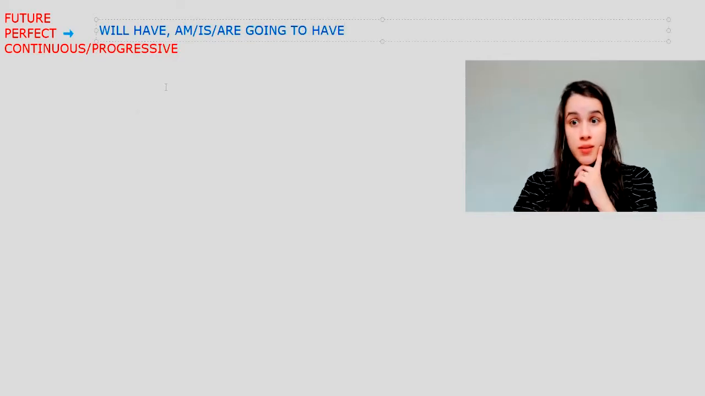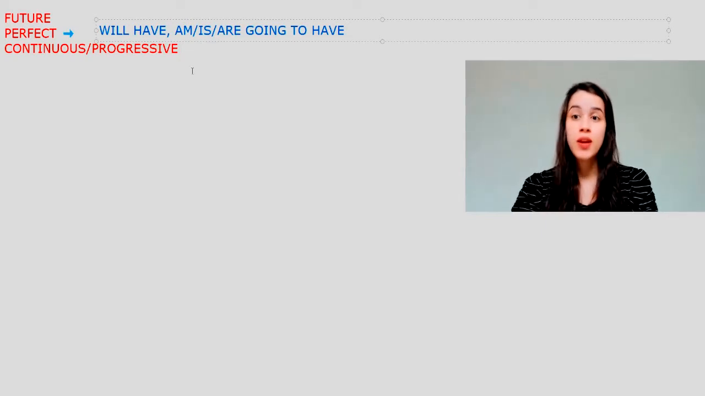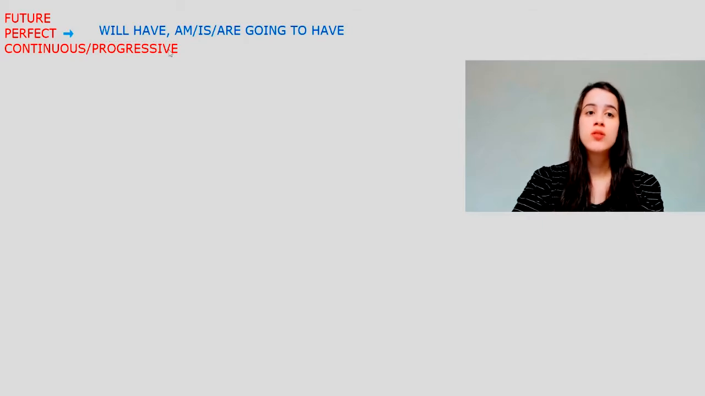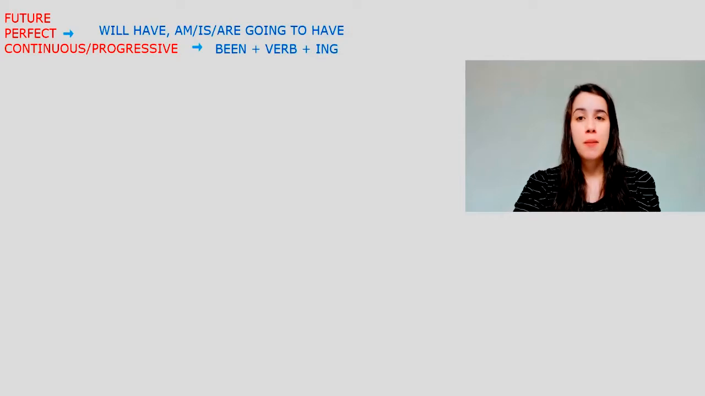If you have questions about it, if you don't remember the kinds of future simple, remember to watch this video. It talks about the three kinds of future simple. Here we can use two of them to build up the future perfect continuous. And also, when we have perfect with continuous, it means that we have been plus verb plus ing. So let me give you an example.